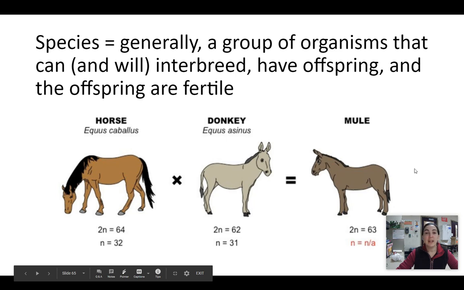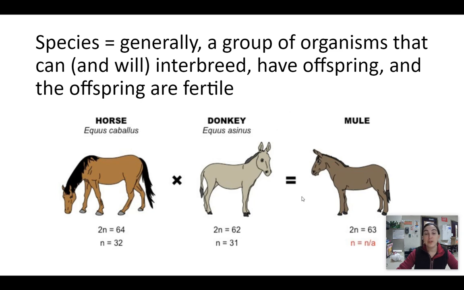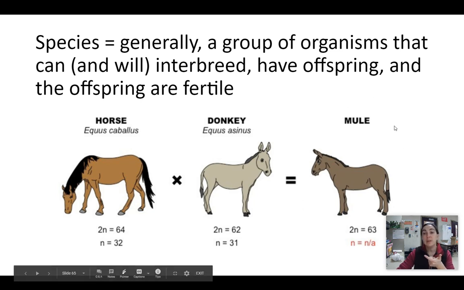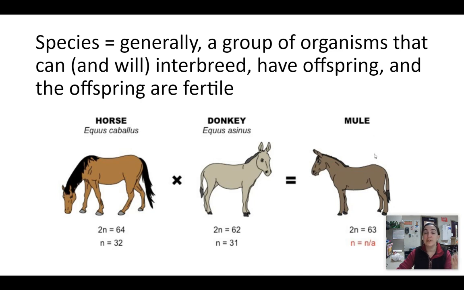Here you see one example that illustrates something that does not meet all the parts of this definition. A horse and a donkey, if you breed those two together, you get this thing called a mule. So horses and donkeys can and do interbreed. They meet that first part. They can have offspring, but mules are not able to reproduce. Mules are sterile. They can't breed. They can't have more baby mules. The only place you get a mule is from a horse and a donkey. So they don't meet that third criteria. Their offspring are not fertile. And because they don't meet that third part, that's why a horse and a donkey are considered separate species.